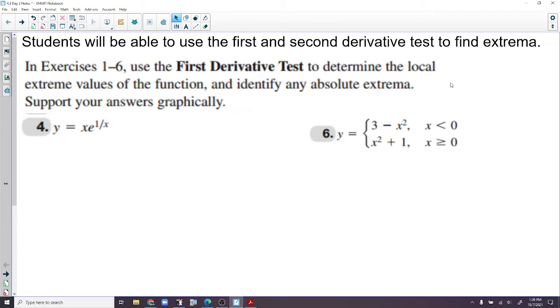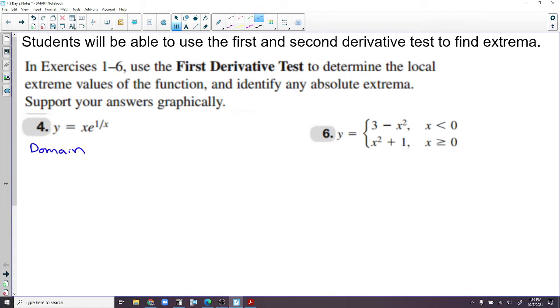Students will be able to use the first and second derivative test to find extrema, so we're going to do a second day on 4.3. And the first two are not just polynomials, they're a little tougher. But let's talk about the domain.